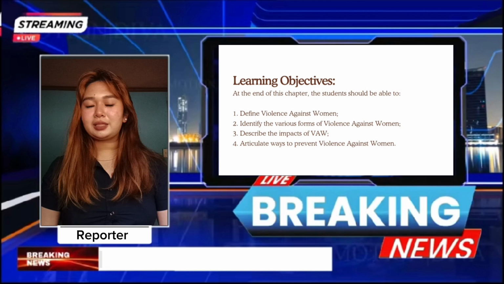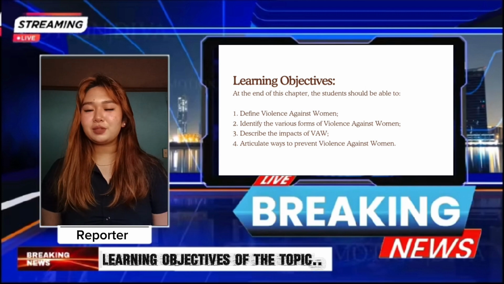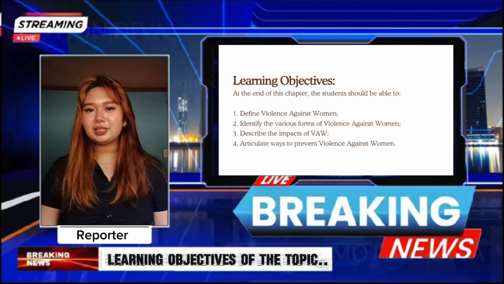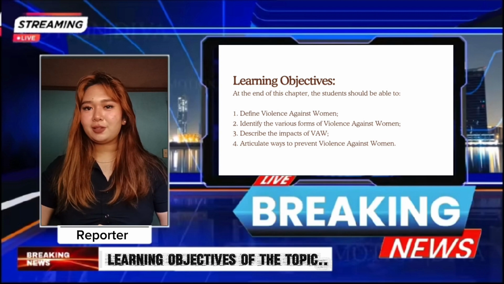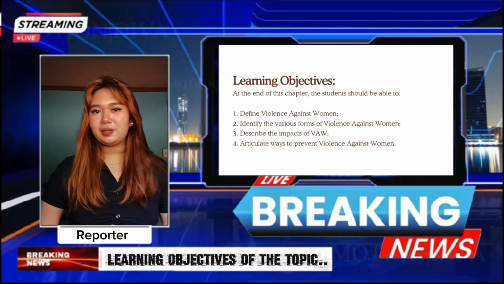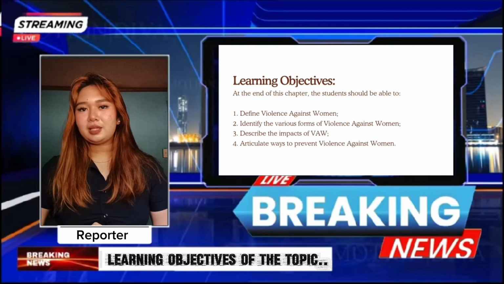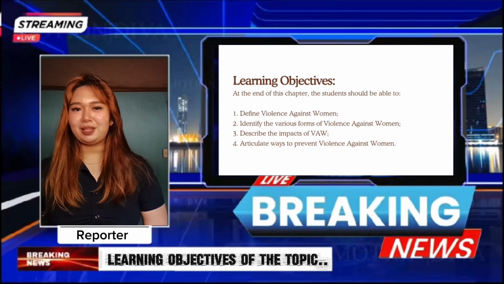Now, the learning objectives of this topic: at the end of this chapter, the student should be able to first, define violence against women; second, identify the various forms of violence against women; third, describe the impacts of violence against women; and lastly, fourth, articulate ways to prevent violence against women.